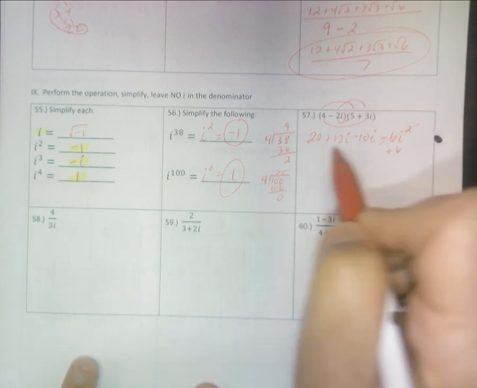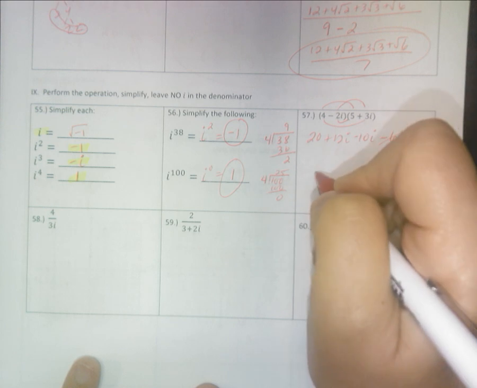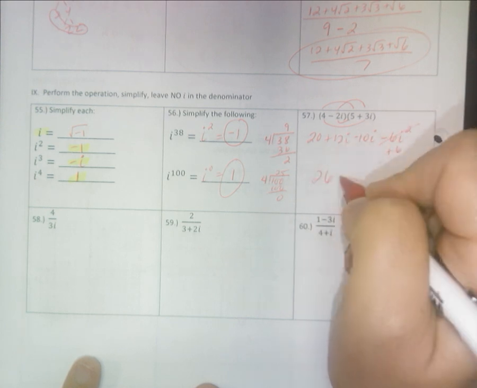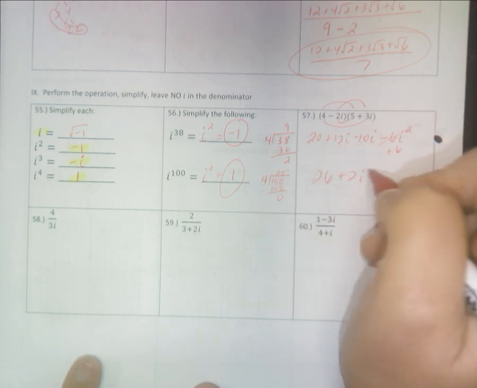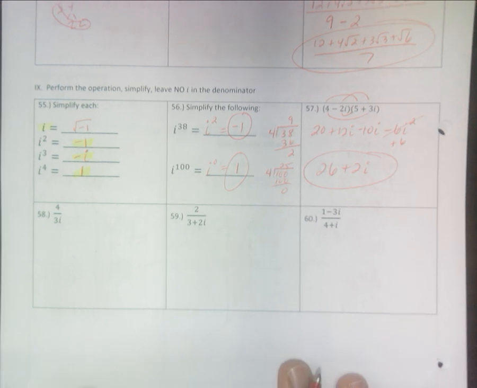So you can now combine your like terms. 20 and 6 make 26. 12i minus 10i is 2i. And that is the final answer.